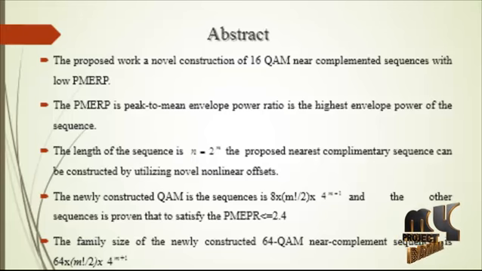Furthermore, we also propose a novel construction of 64 QAM near complementary sequences with low PMEPR, which is the first proven construction of 64 QAM near complementary sequences. The PMEPR of the two types of the proposed 64 QAM near complementary sequences are proven to satisfy PMEPR less than or equal to 3.62 or PMEPR less than or equal to 2.48, respectively. The family size of the newly constructed 64 QAM near complementary sequences is 64 into m factorial divided by 2 into 4 power of m plus 1.